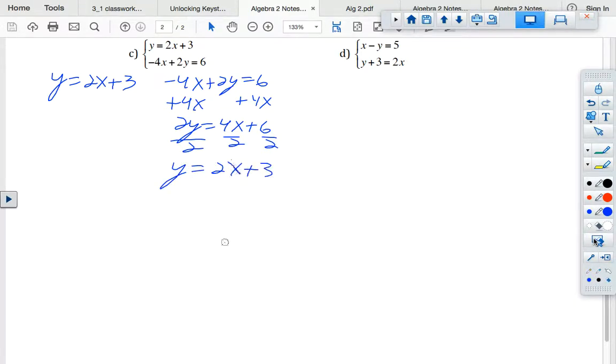All right, Tyler, tell me what I look for. First thing you should always look for. Slope. Same or different slopes? Same. All right. So now we narrowed it down to be dependent or inconsistent. So now we look at the y-intercept. So it's dependent. Excellent. Since they have the same y-intercept, it's dependent because they're the same exact line.